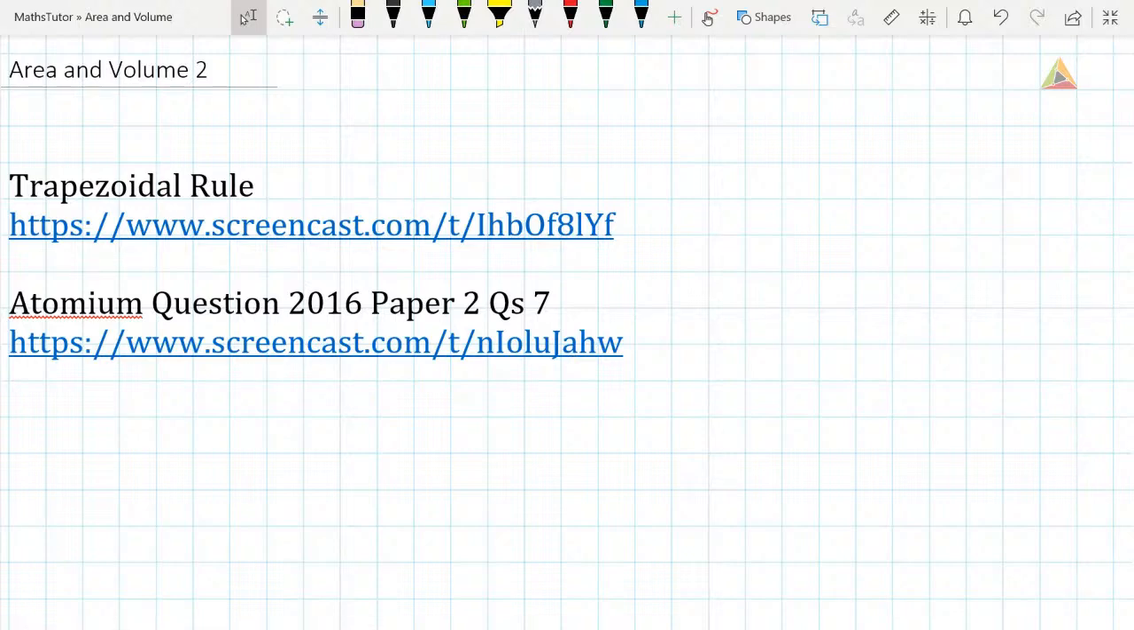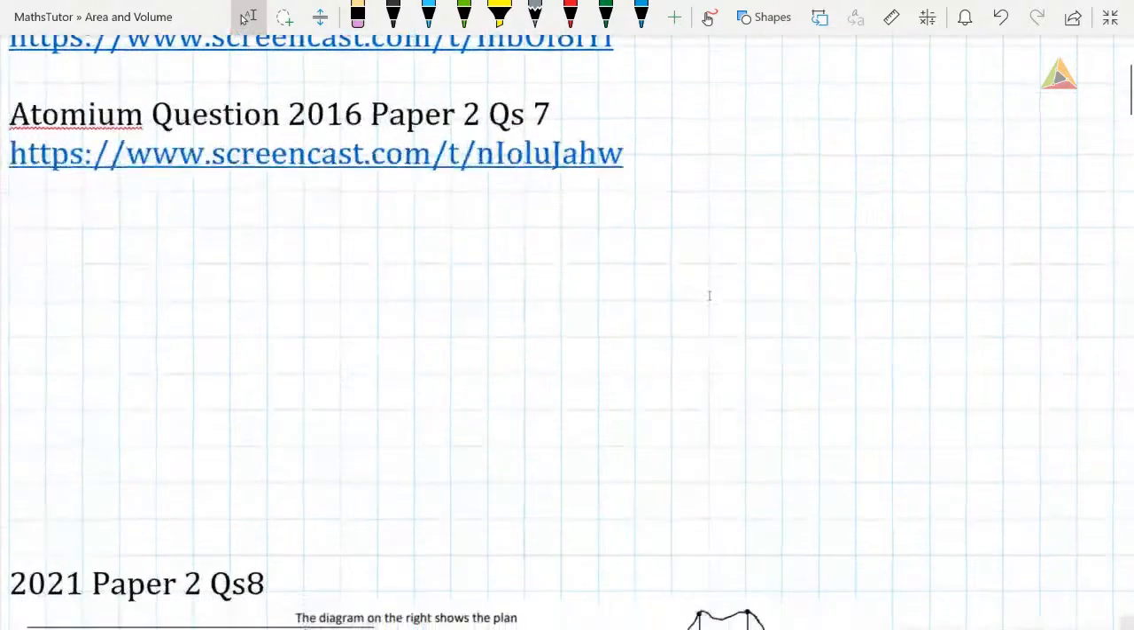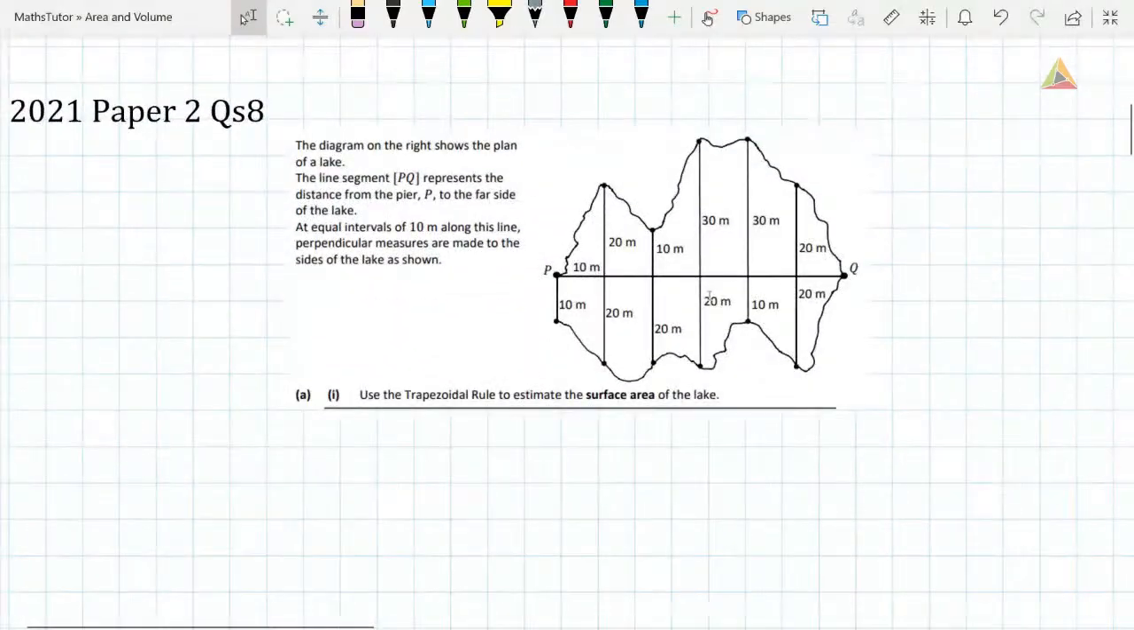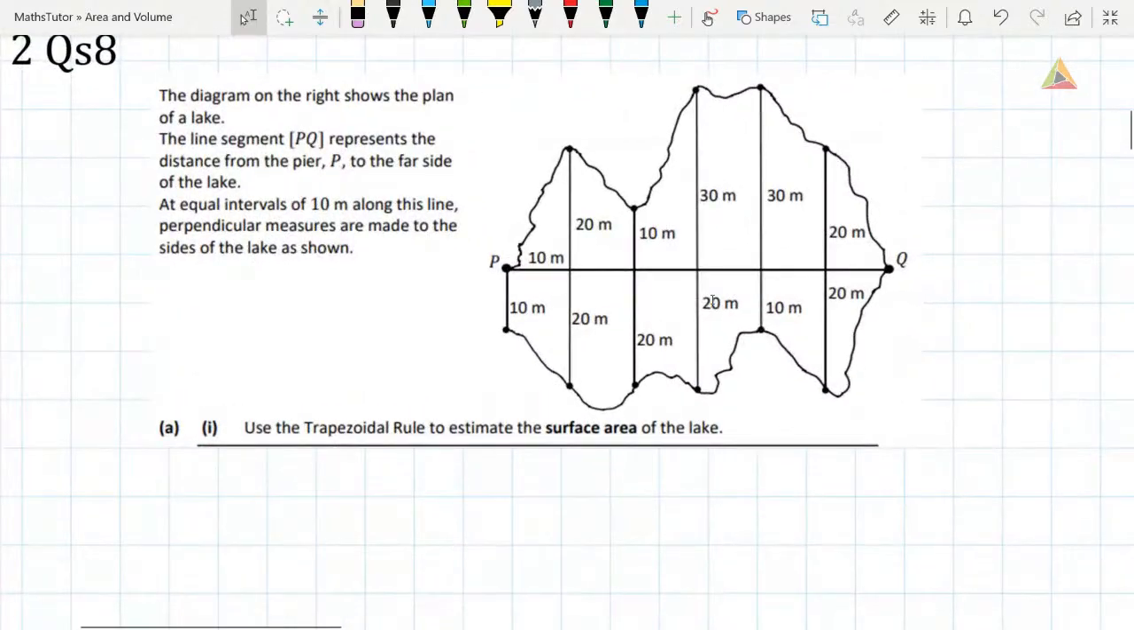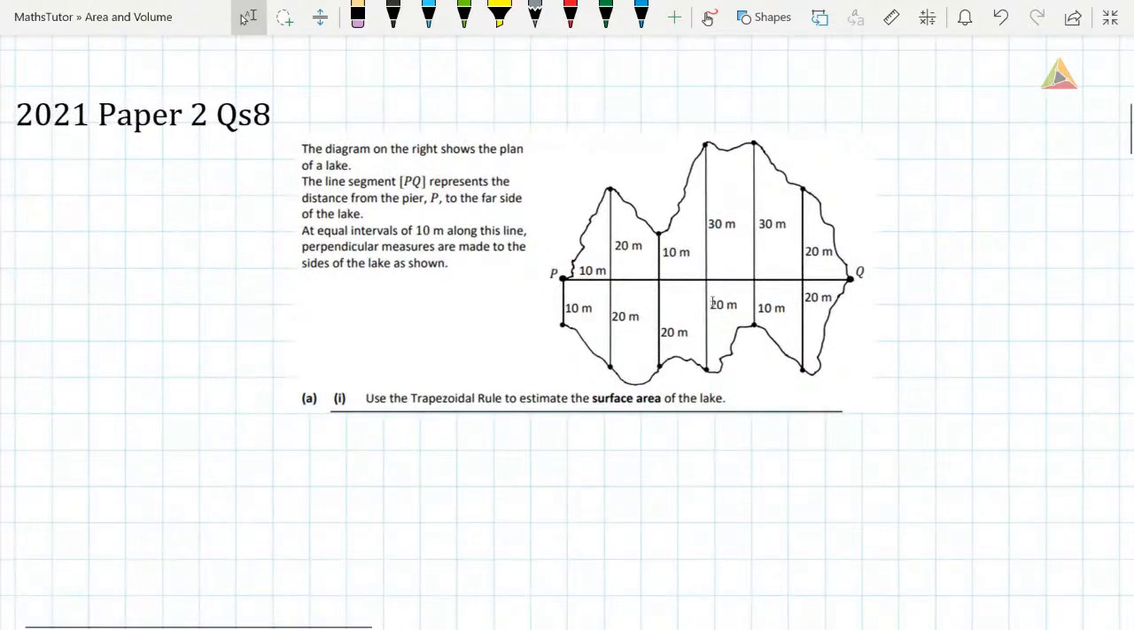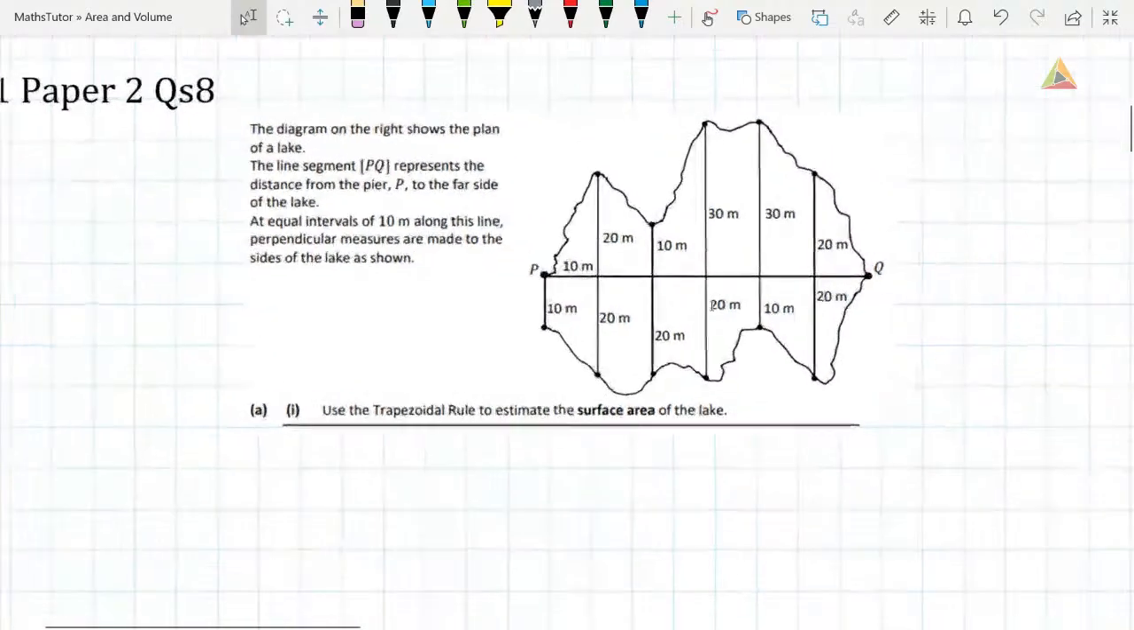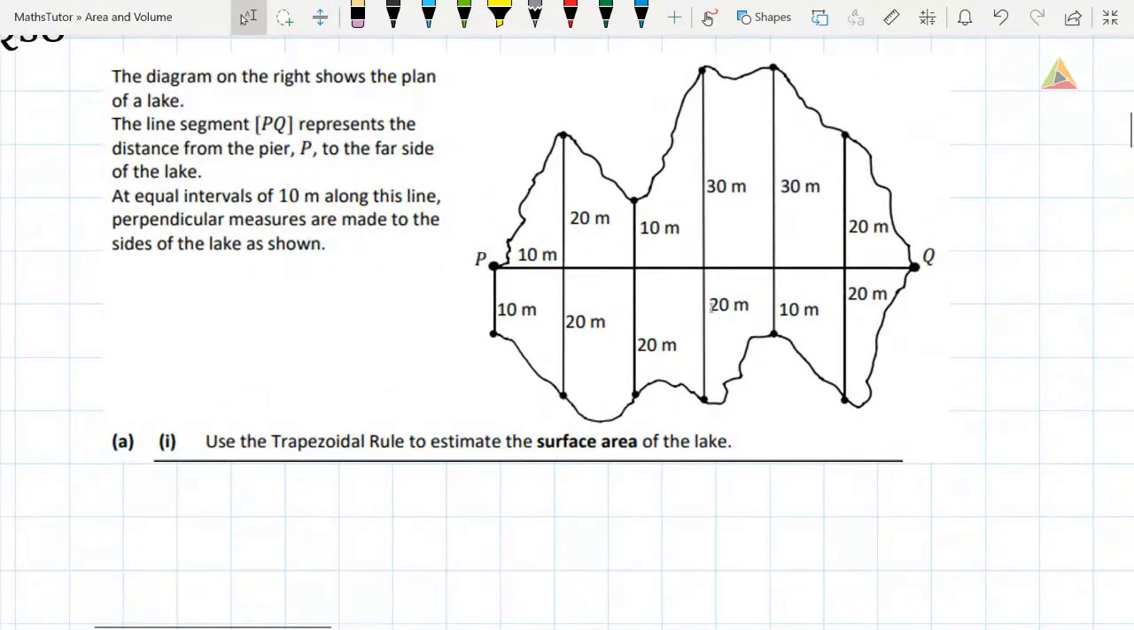So today we're going to start with a little bit more work on area and volume. The first thing we're going to look at is the trapezoidal rule, which we use when we have a shape like this. This is from 2021 paper 2, question 8. The question says the diagram on the right shows the plan of a lake. The line segment PQ represents the distance from the pier P to the far side of the lake. At equal intervals of 10 meters along this line, perpendicular measures are made to the sides of the lake as shown. There are a few things we need to be able to use the trapezoidal rule.